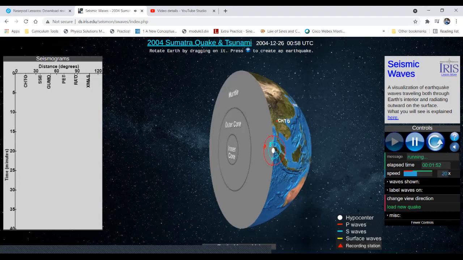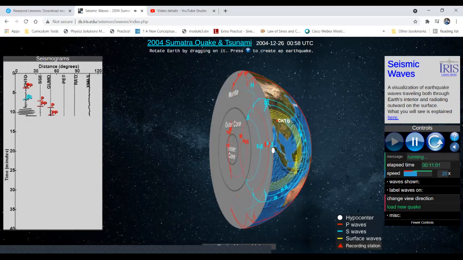So I just started an earthquake. These P waves are the compression waves. And I want you to see they do refract because they are encountering a different medium. But look at the S waves. The S waves are the transverse waves. They will not travel through liquid.